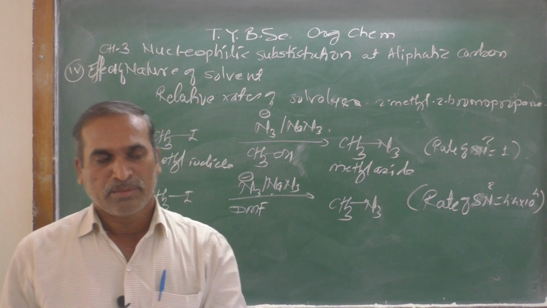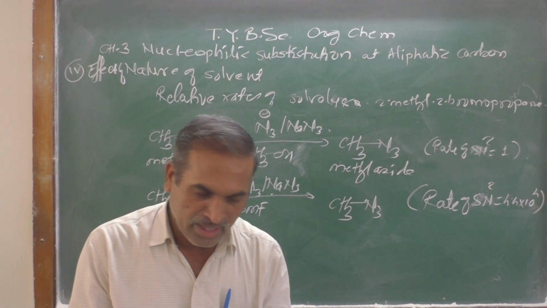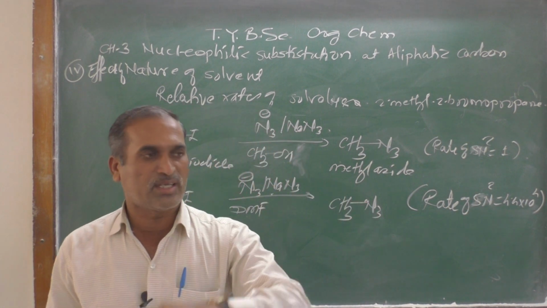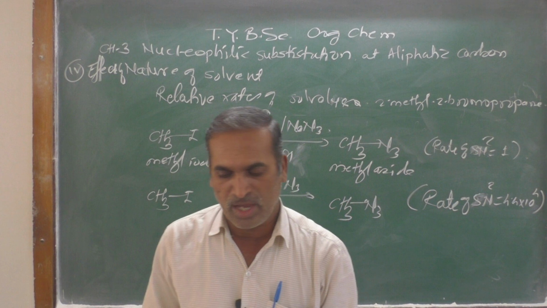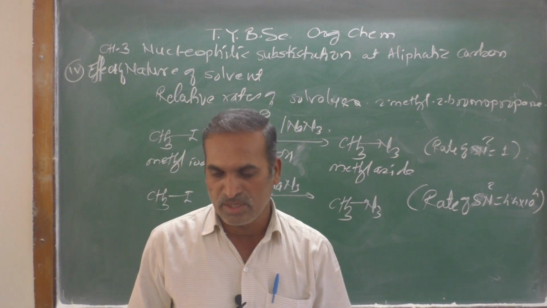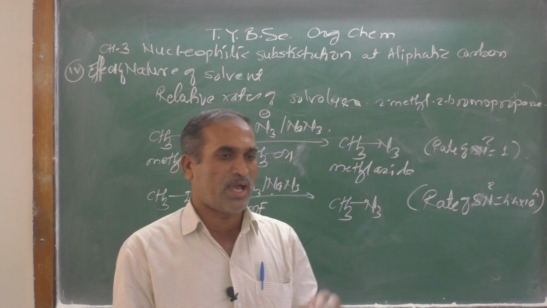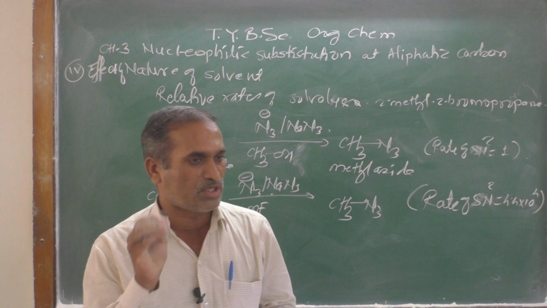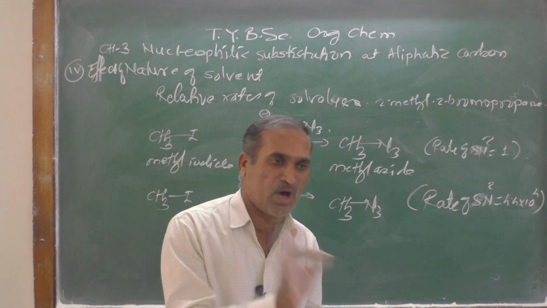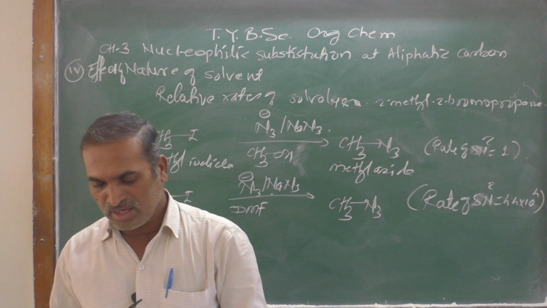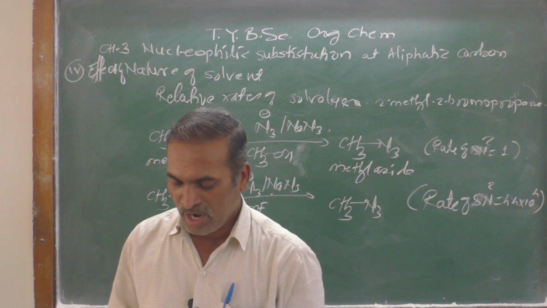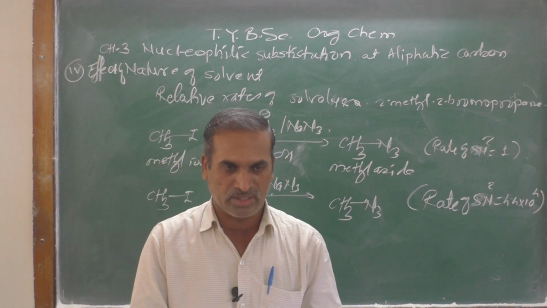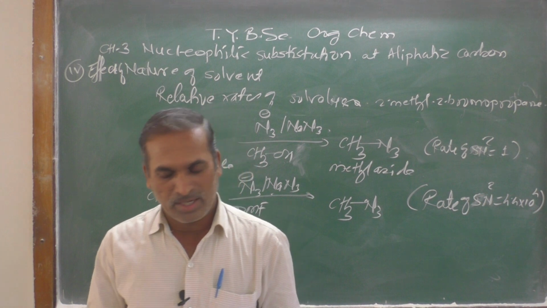In this way, by knowing the nature of the substrate, the nature of the leaving group, the nature of the nucleophile, and the nature of the solvent, from that we can easily find out whether the given reaction will follow the SN1 mechanism or the SN2 mechanism. I think with this we have completed all the 4 factors with their suitable examples.